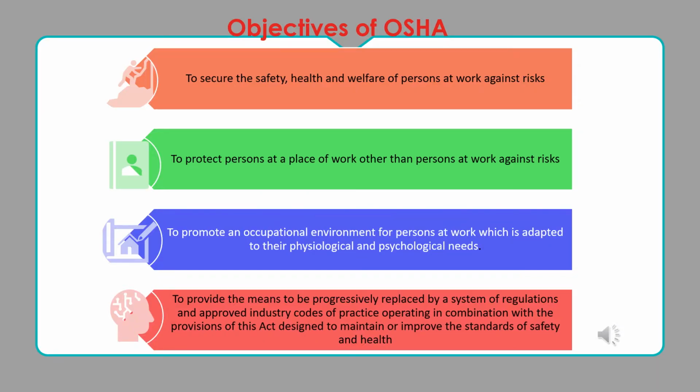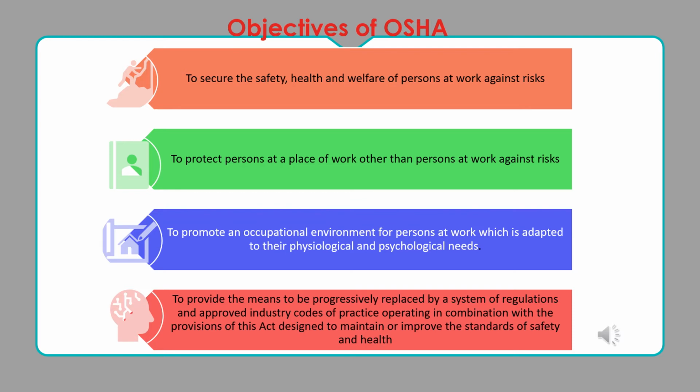The objective of OSHA, the first one is to secure the safety, health, and welfare of persons at work against risk. Secondly, to protect persons at place of work other than person at work against risk. So what's the difference between the first one and the second one? The first one is to protect the person at work, the one that is doing the work. But for the second one, to protect persons surrounding other than the one that is working.